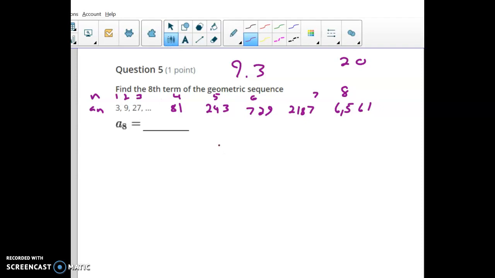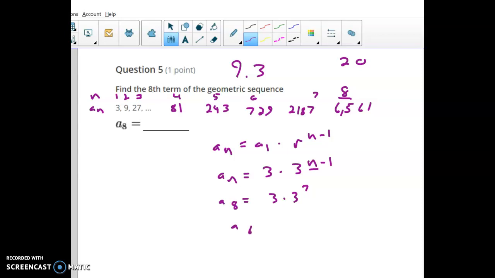So the formula again says any value is equal to a sub 1 times r to the n minus 1 power. And in this case, a sub 1 is 3. And then we're multiplying by 3. So that's r, n minus 1 times. So this 8th term here, a sub 8, is really 3 times 3, 7 times. If I do 8 minus 1, it would be 3 to the 7th, right?